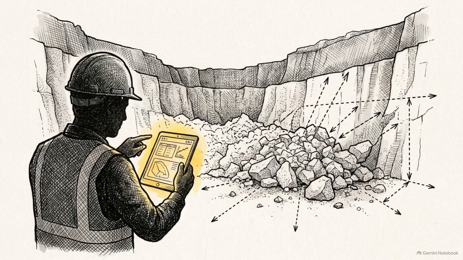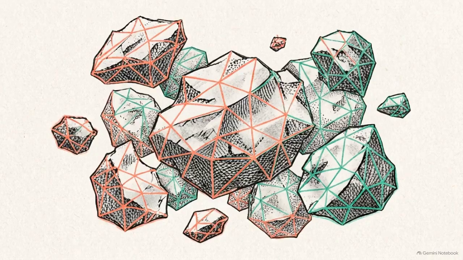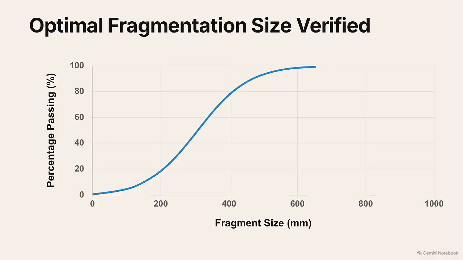After the blast, engineers must objectively measure the resulting rock pile. Fragmentation analysis uses drone photography to digitize the pile. This digital mesh identifies and outlines individual fragments. This data generates a size distribution curve to verify if the blast met the requirements of the downstream crushers.